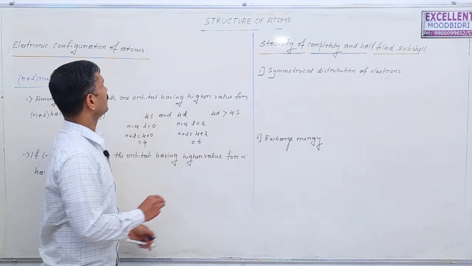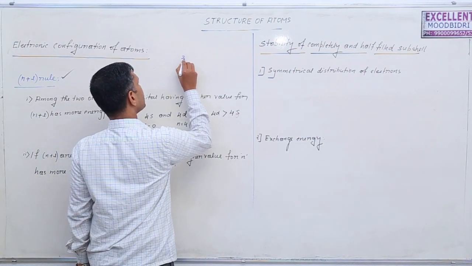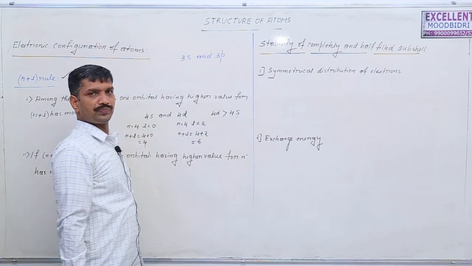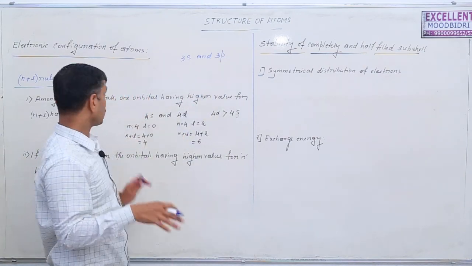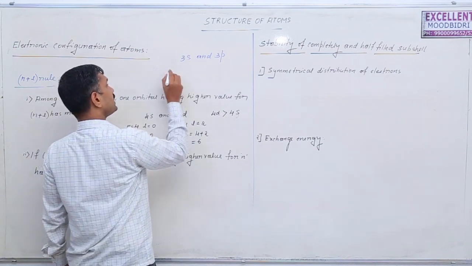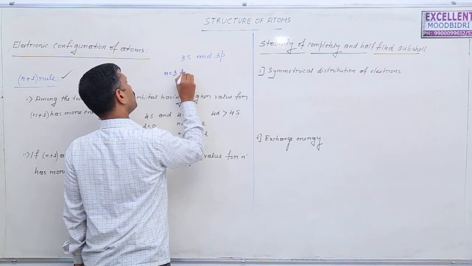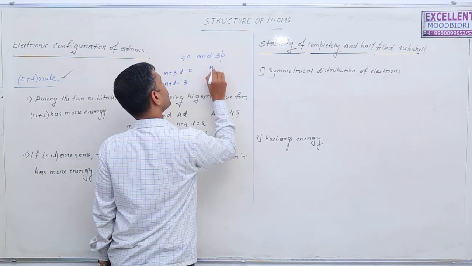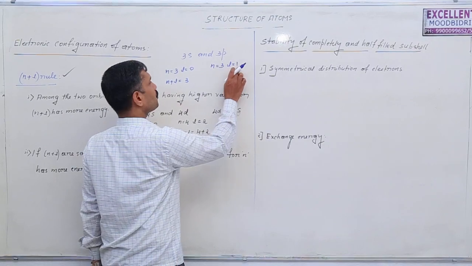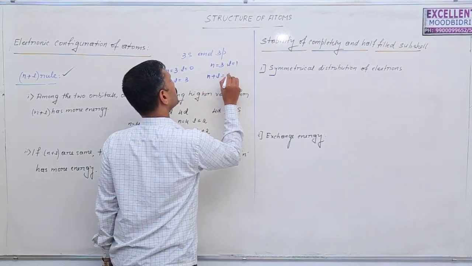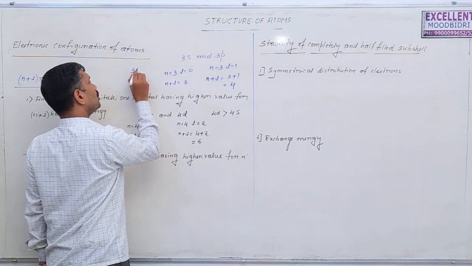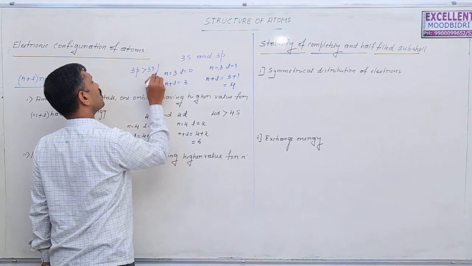Okay, so another example: 3s orbital and 3p orbital, which has more energy? Here 3p has more energy. It's decided on the basis of the n plus l rule. For 3s, n equals 3, l equals 0, so n plus l is equal to 3. For 3p, n equals 3, l equals 1, so n plus l is equal to 3 plus 1, which is 4. That's why 3p has more energy than 3s orbitals.